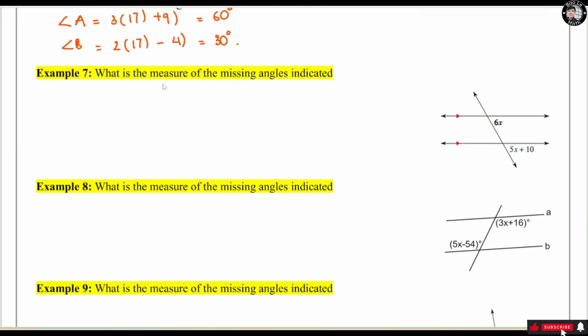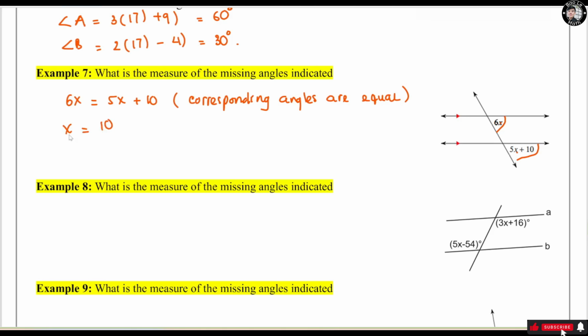Now example number 7. What is the measure of the missing angles indicated, right? So we need to find this guy and this guy, right? Observe that this guy and this guy are corresponding angles. So they are the same, right? Now we're going to subtract 5s both sides, so we have s equals 10, right? Substitute 10 for s into this. We have 60 degrees and 60 degrees right here, right? So we have 6 times 10 equal 60, right? And 5 times 10 plus 10 equals 60 degrees.